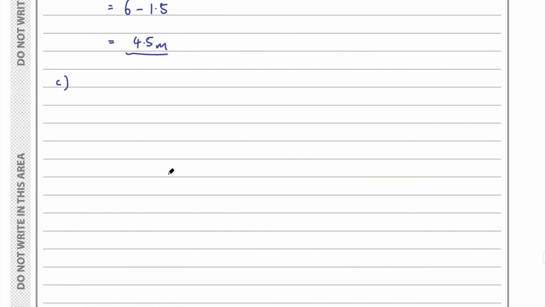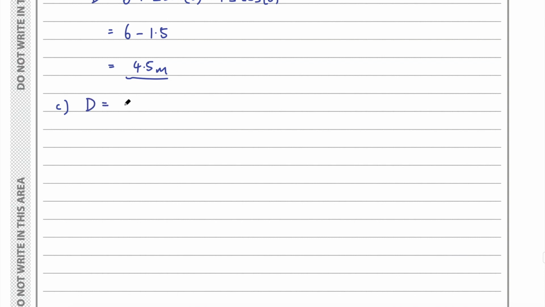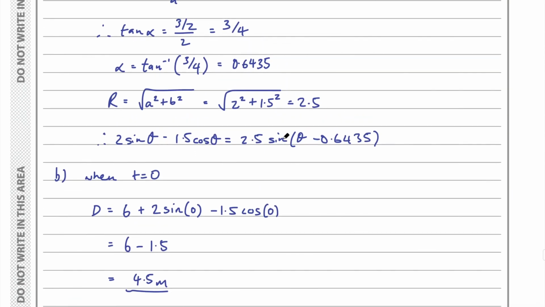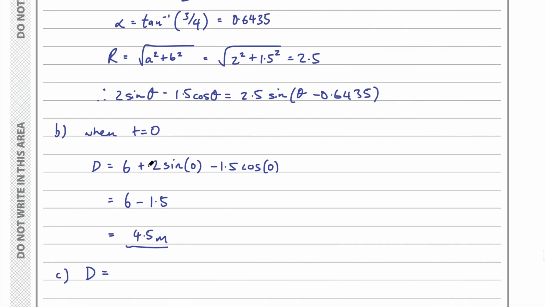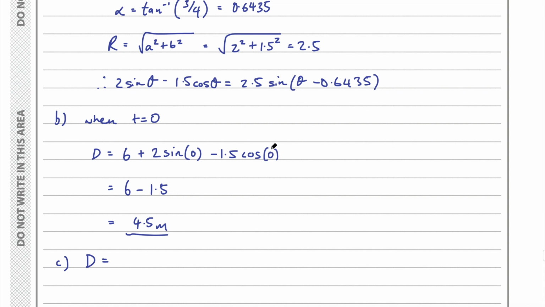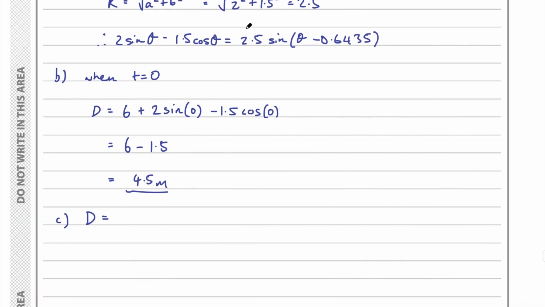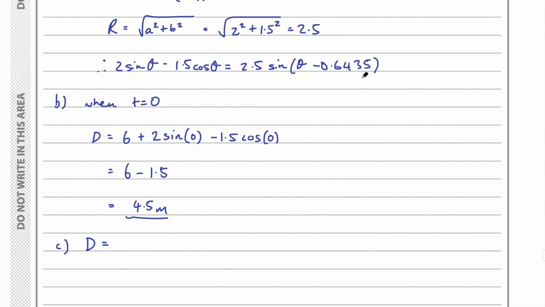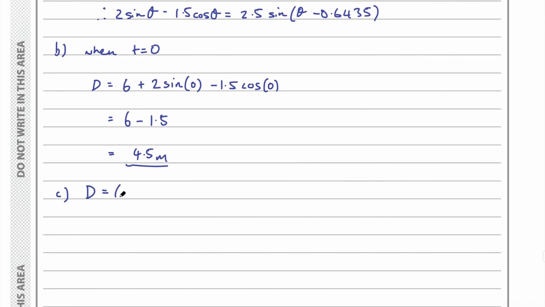So let's go ahead and start on part C, and I'm going to write the depth as the formula we worked out in part A. So we worked out that this part here, 2 sine theta take 1.5 cosine theta, could be written as 2.5 sine theta take 0.6435. So this is going to be 6 plus 2.5 sine theta take 0.6435. But theta is not just theta, is it? We've been given an angle. It's 4 pi t on 25 take 0.6435. Okay, so that's another way of writing that expression for the depth.